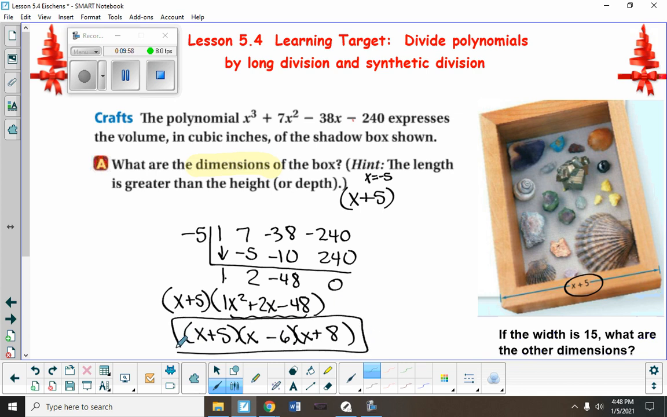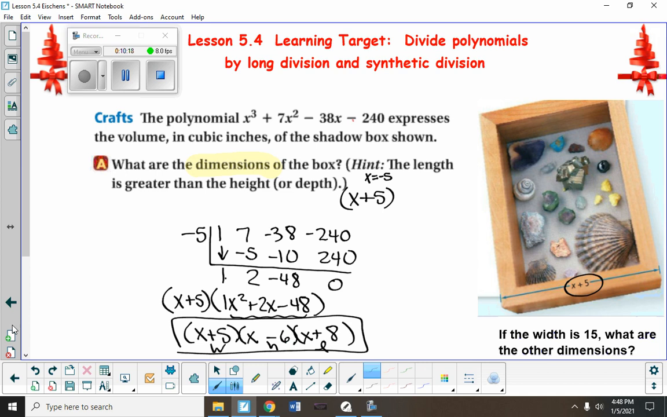Okay, the length is greater than the height or the depth. So this is the width, and then the length is going to be greater. So this is going to be the length because that's x plus 8. So it's going to be a bigger number than this. And then this is your height.